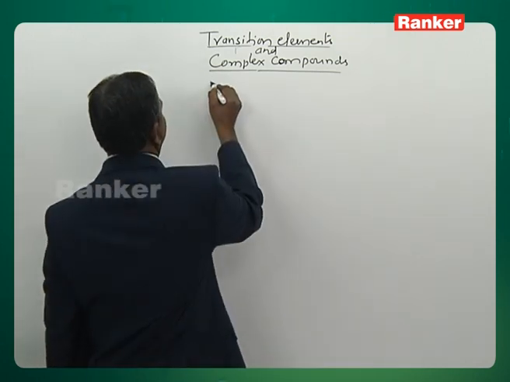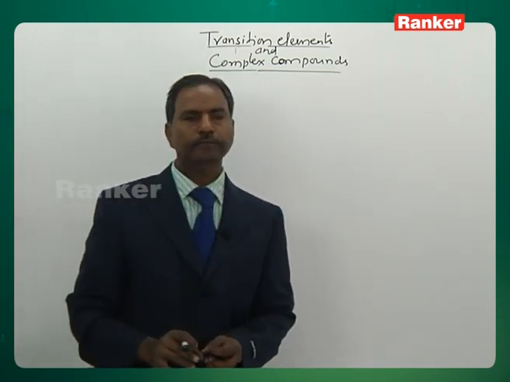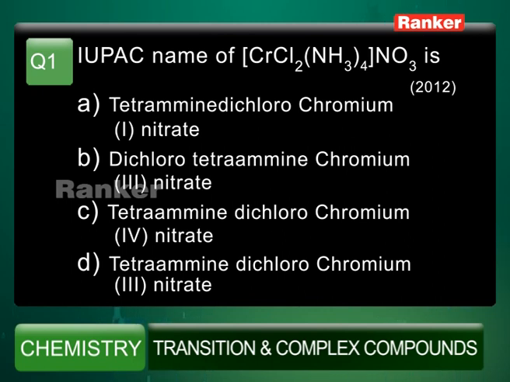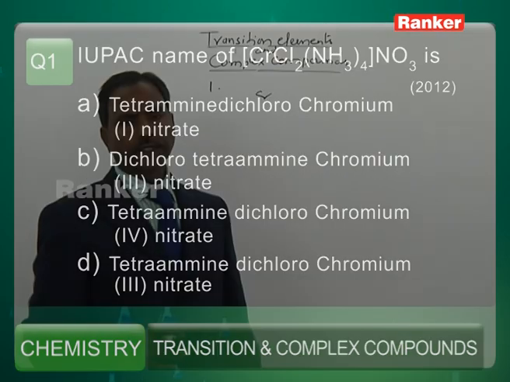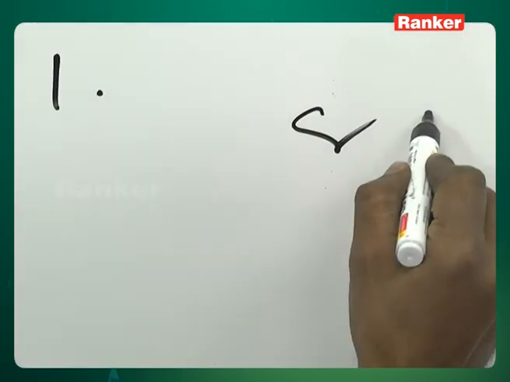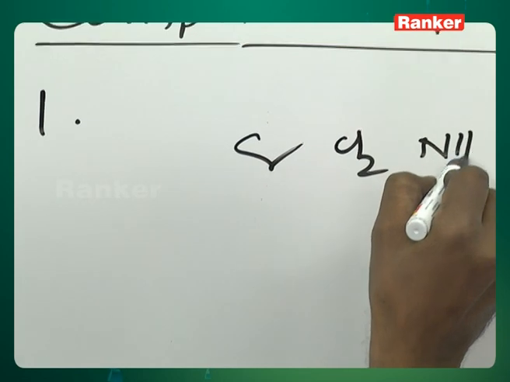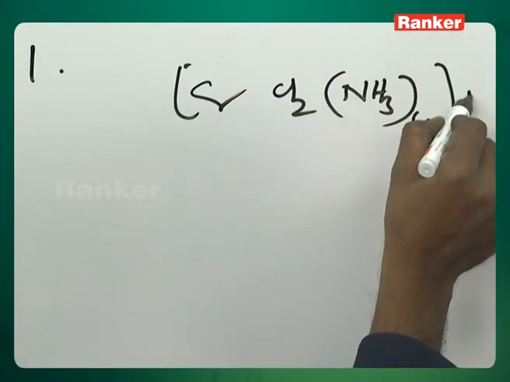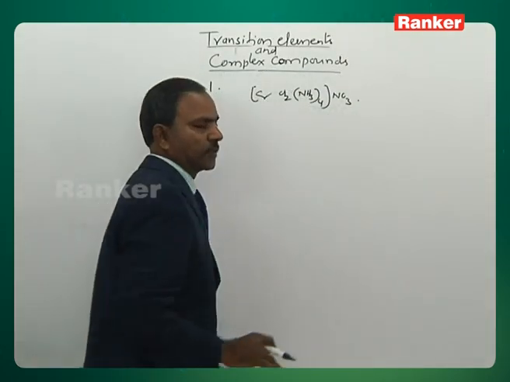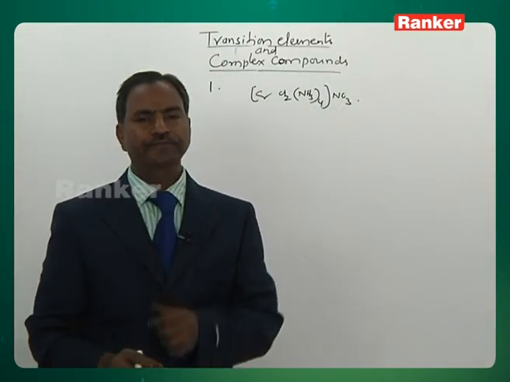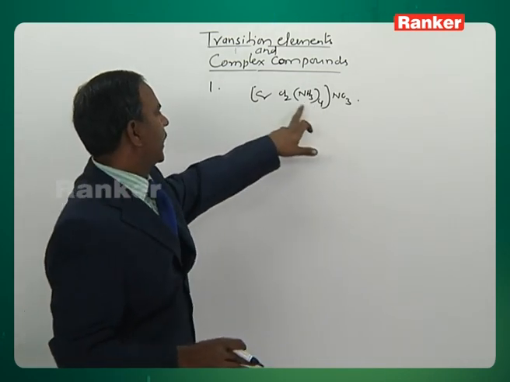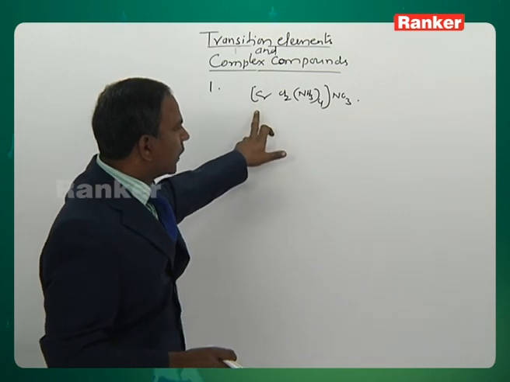Now question number 1. IUPAC name of the complex is. What is the complex given? [Cr(NH3)4Cl2]NO3. This is the complex given. Let us name this according to our IUPAC naming: tetraamminedichlorochromium(III) nitrate.